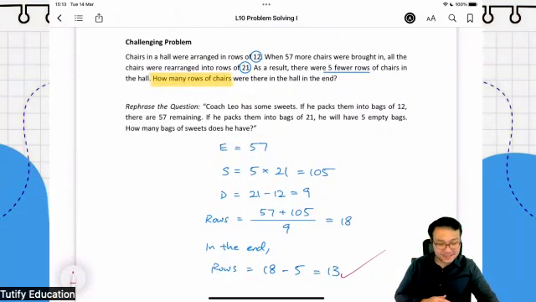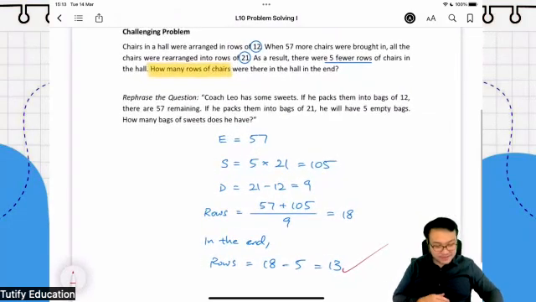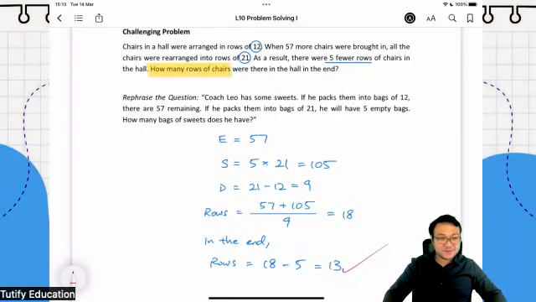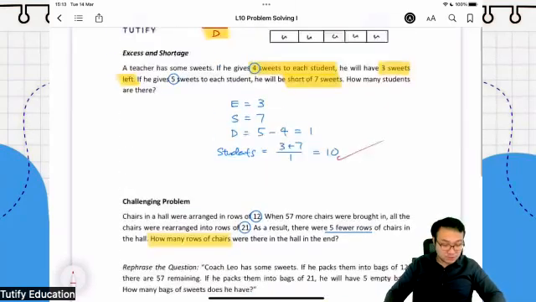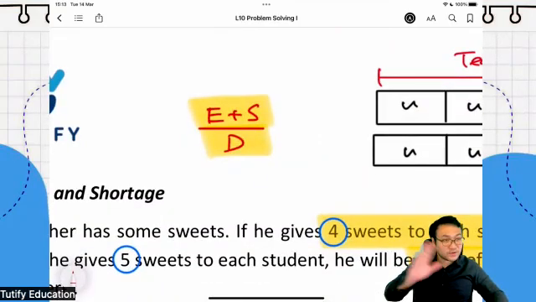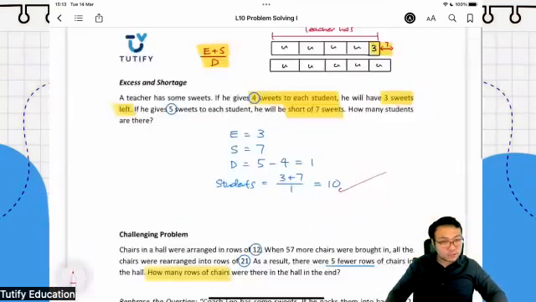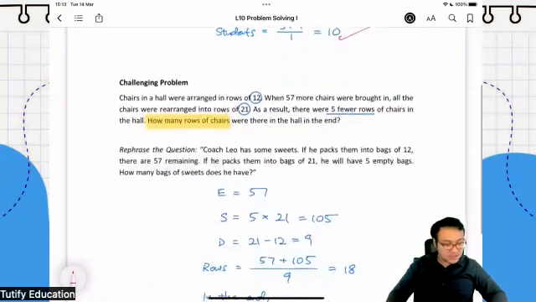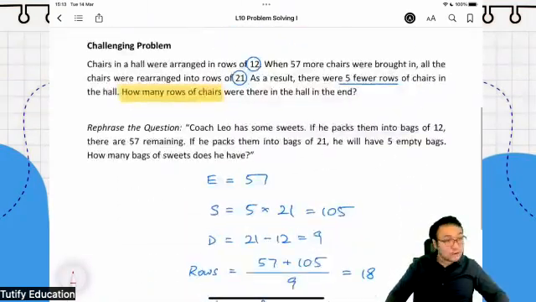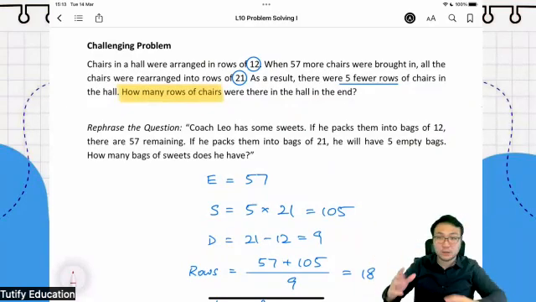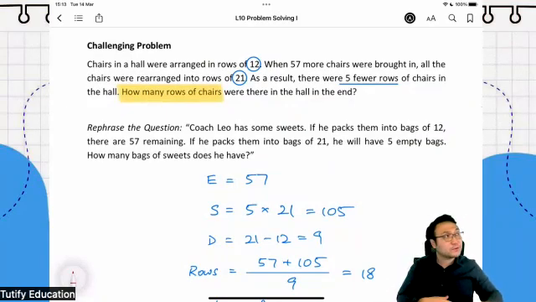Okay, students, I tell you something. Actually, the only reason why this question is challenging is because of the English, not because of the math. The math is very easy. We just need to do excess plus shortage divided by difference. That's very easy. But what did they do? They're very cunning. They try to confuse you. They say, oh, I'm going to bring extra chairs from another hall. And then they talk about 5 fewer rows.